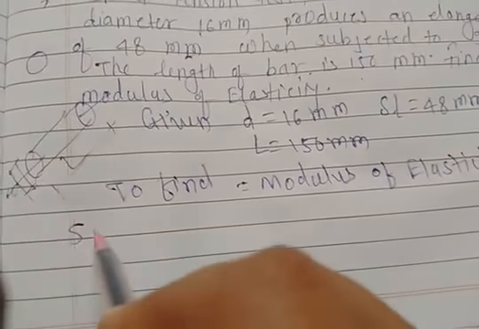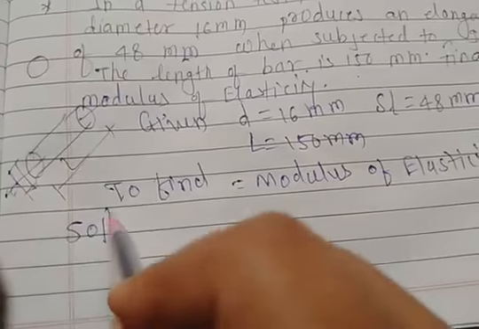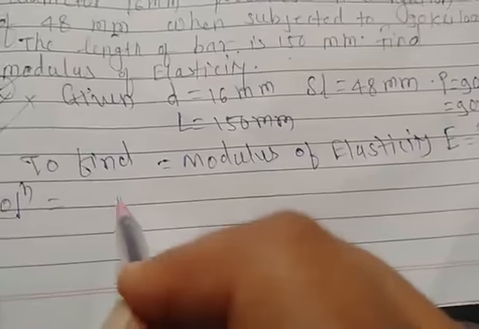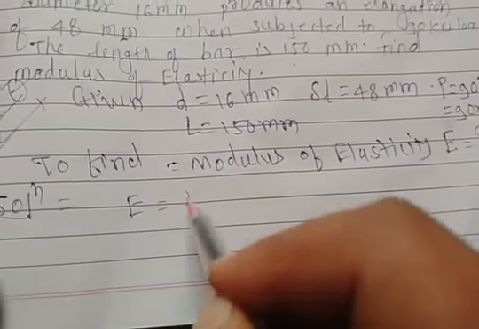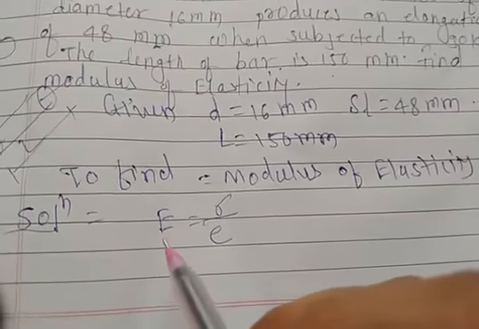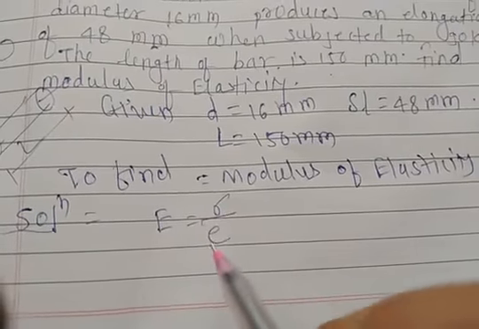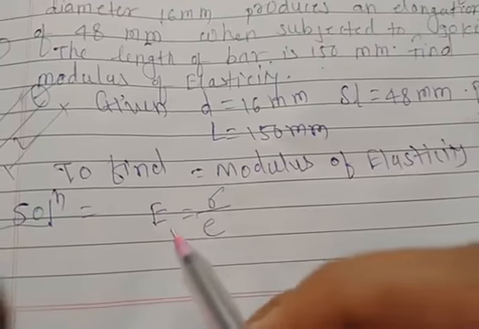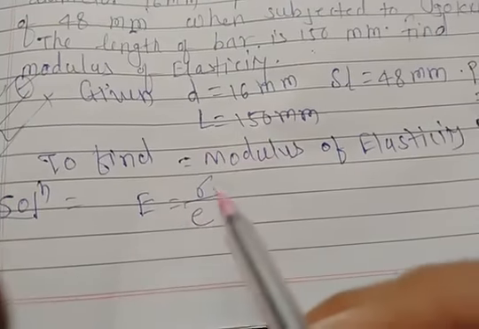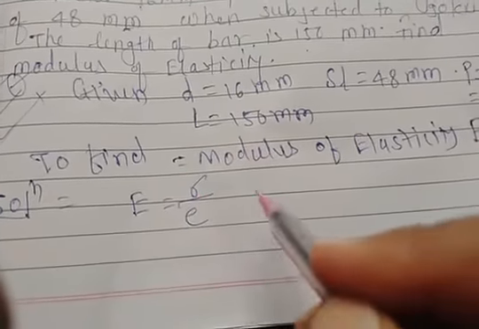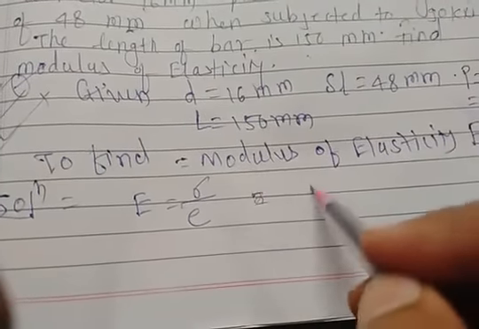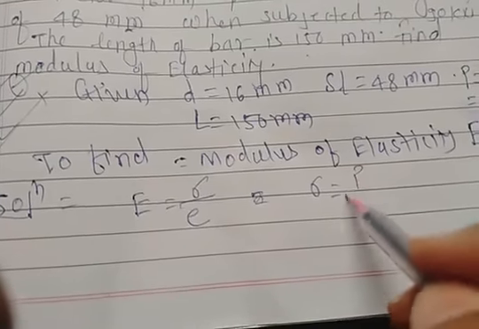Now we are trying to solve this numerical. In the solution, we know the formula of modulus of elasticity, which is stress upon strain. You remember Hooke's law, in which stress is proportional to strain, and we take one constant there. That is the modulus of elasticity, the ratio of stress upon strain. But what is the formula of stress? Stress is calculated as load upon area.